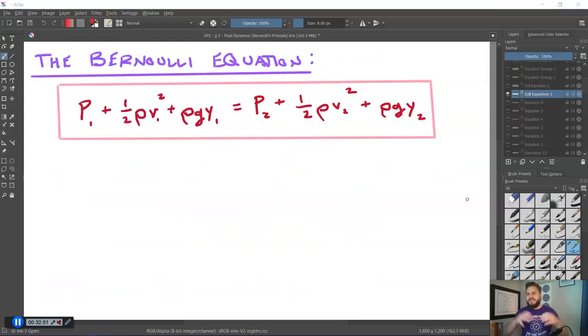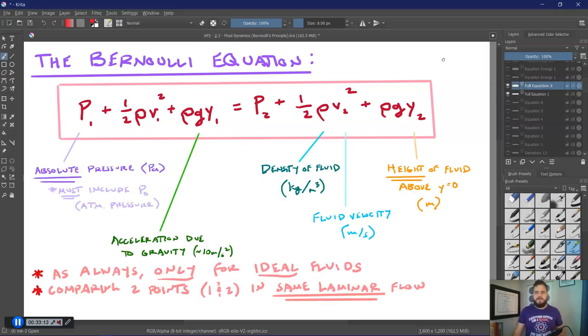So that leaves us with this seemingly long and kind of convoluted equation called the Bernoulli equation, which was not discovered by Daniel Bernoulli, but named for him because of his work on the Bernoulli effect, which is P1 plus 1/2 rho V1 squared plus rho g y1 equals P2 plus 1/2 rho V2 squared plus rho g y2. Okay. There's a lot of pieces here, so let's talk about the details.